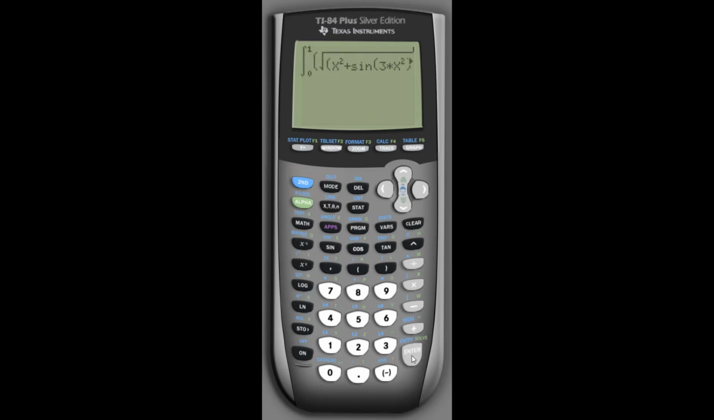And so sum of these two integrals will give us distance traveled between time equals 0 and 2. And so the distance is 4.350 thousandths.